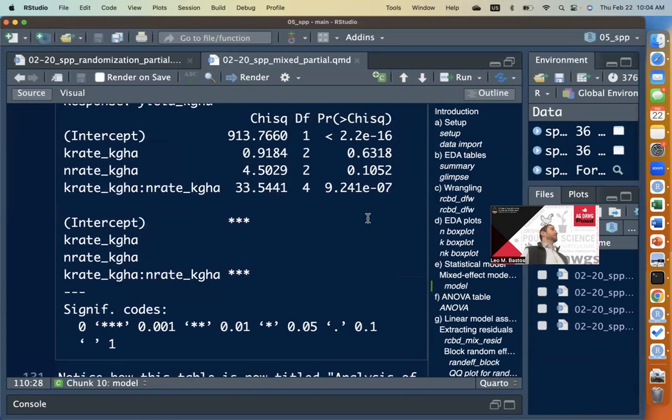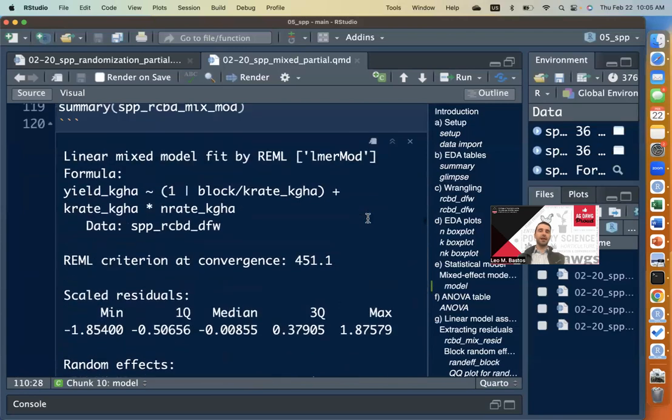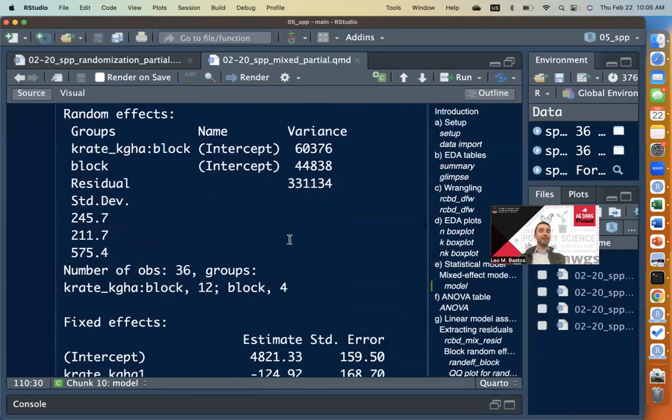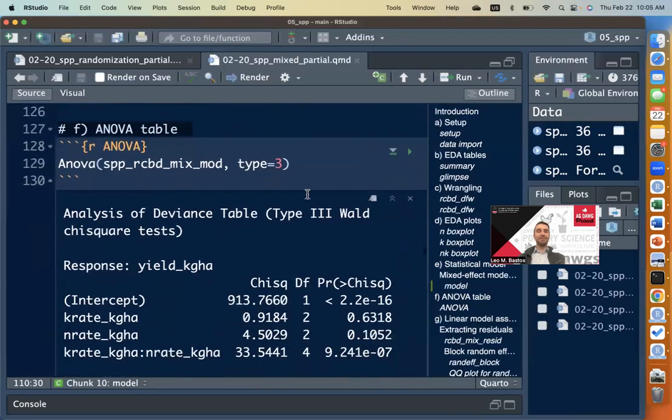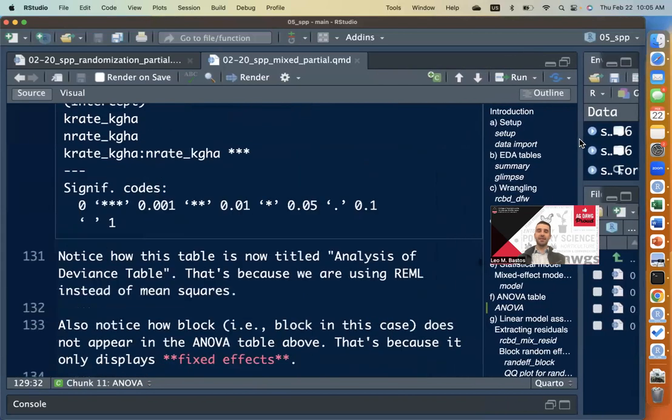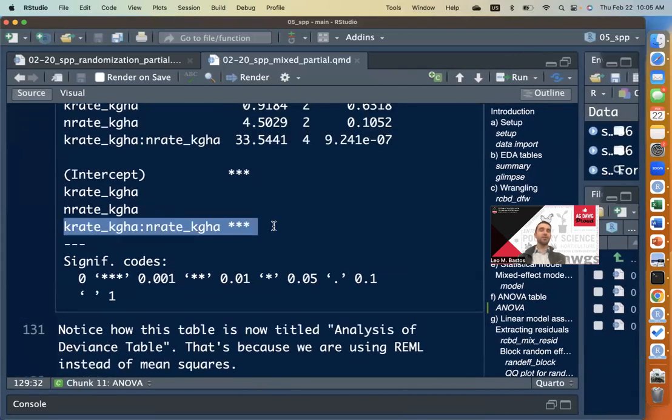Yeah, so that was it. On my side, I forgot to run the code to change the contrast types from the default to what we want, that is, sum to zero. And it's interesting, I guess, because even though I had not planned to show you the difference in this ANOVA table, we kind of ended up seeing that there is an effect here. And that's why we need to change it.